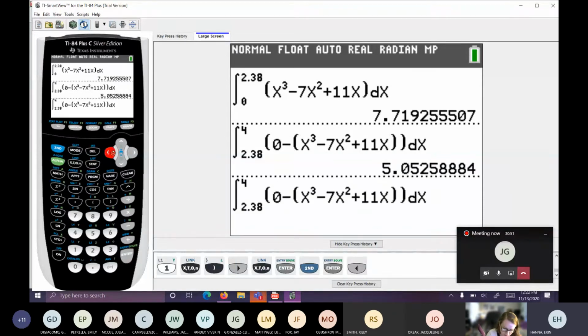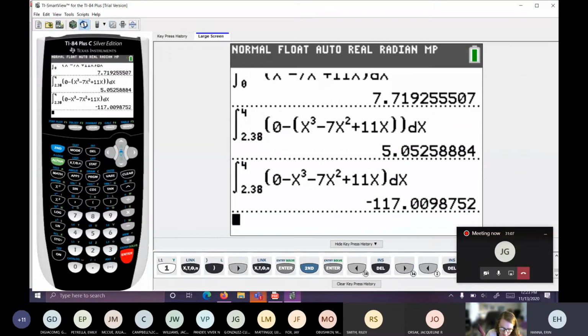But if you had forgotten those parentheses, and you just thought top bound minus bottom bound, top function minus bottom function without parentheses, then you would get negative 117, which is not right. So I would just suggest always putting the bottom function in parentheses, even if it's a simple function, just to get used to it. Because if you don't have those parentheses there, you're going to get a wrong answer.